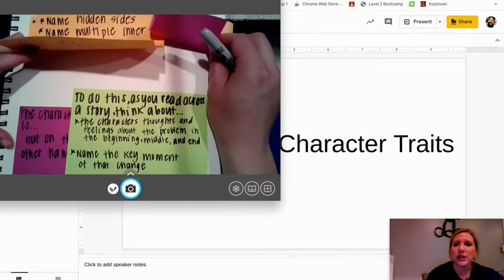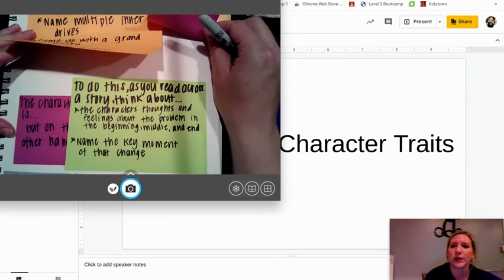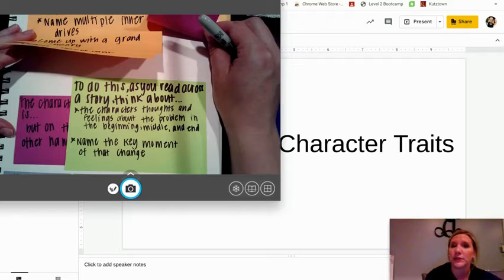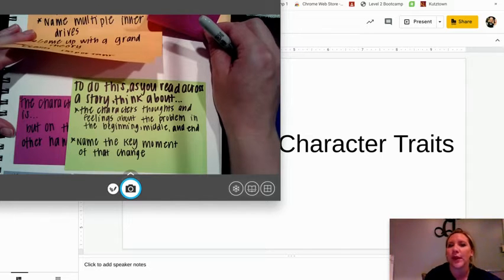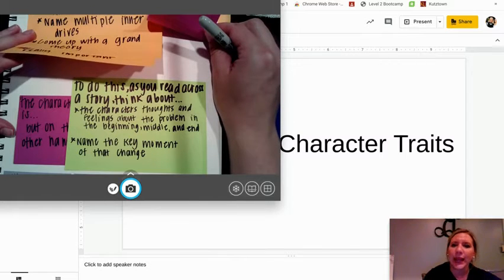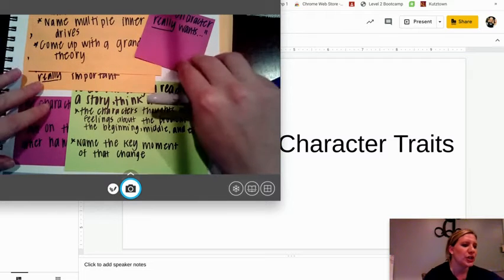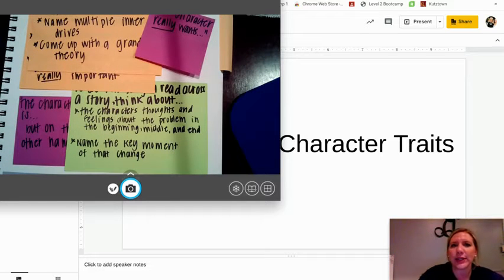So to do this work as you read across a story, think about the character's thoughts, think about their feelings about the problem, not only the problem that happens in the beginning of the story, but think about the whole story, the beginning, middle, and end, and how they react and how they have feelings and thoughts about that specific problem. And then name the key moment of that change. When do you notice that the character really has made that change from being, on one hand they're this, on the other hand they're this, because of this? That's really helpful when it comes to thinking about change.